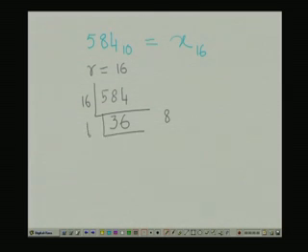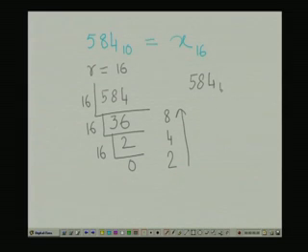Again we divide, quotient is 2, remainder is 4. Again we divide, quotient is 0, remainder is 2. As the quotient is 0, we stop division, and if I take the remainders in this order, then I get 584 in decimal is 248 in base 16. So this is my hexadecimal conversion.